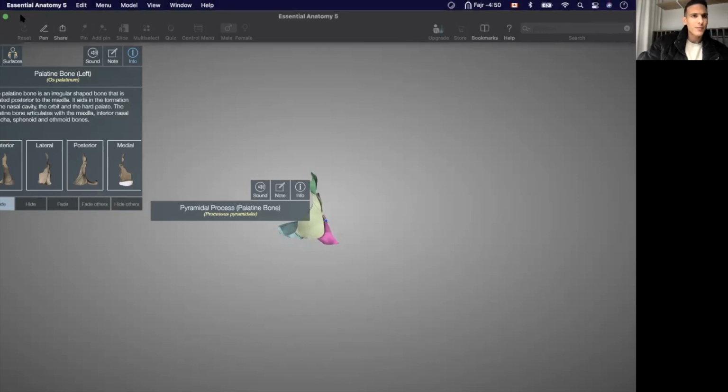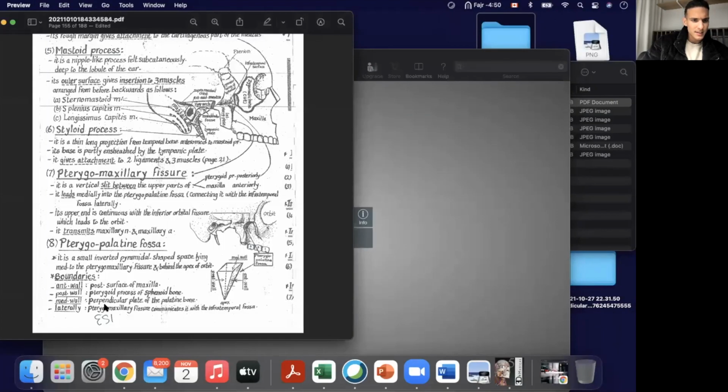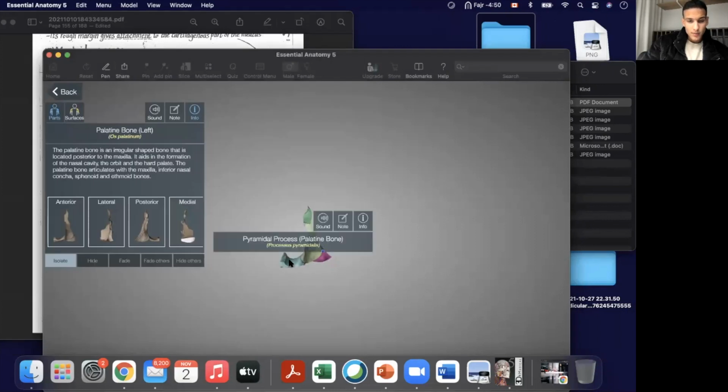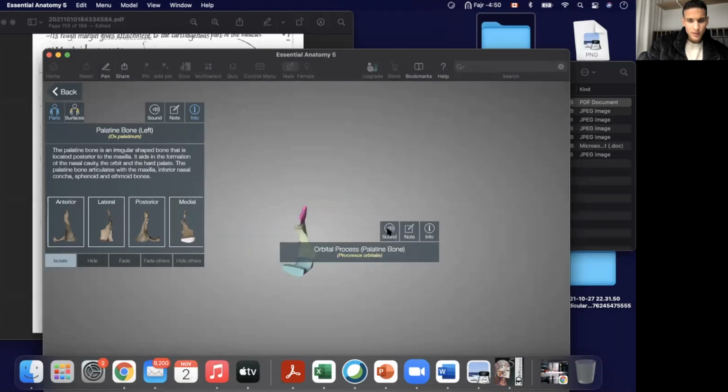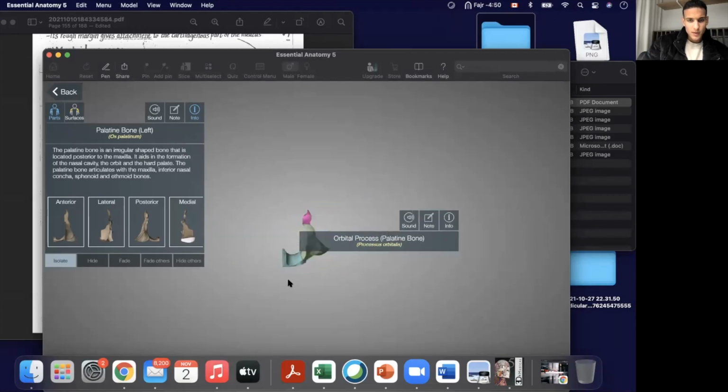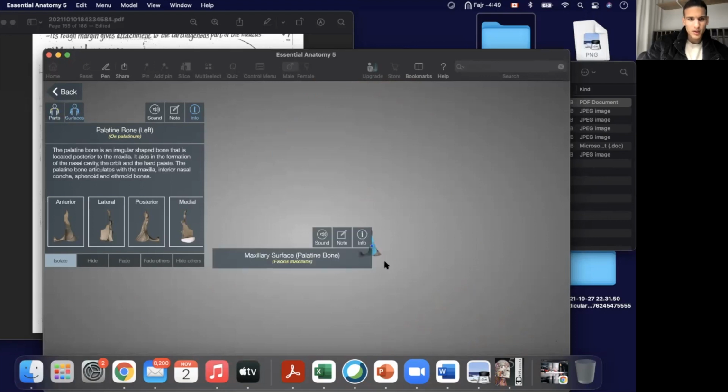Yes, so one second. It says perpendicular plate of the palatine bone. So I think it's this one. It's a really tough bone to really understand. Yeah, it's giving up on me. But you get the idea. It's part of the palatine bone.